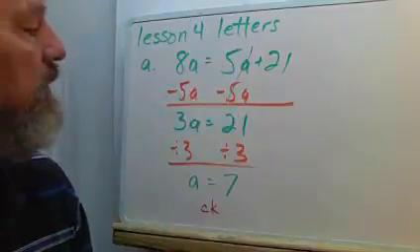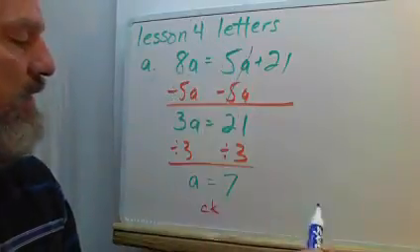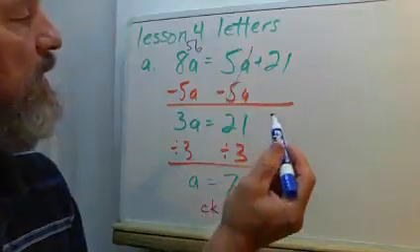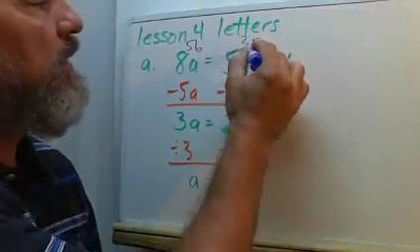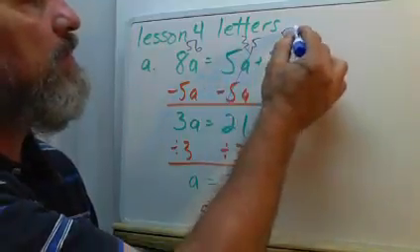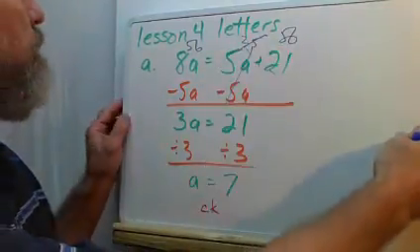Check that in your original equation. 7 times 8 is 56. 5 times 7 is 35, plus 21 is indeed 56. So we have a good solution.